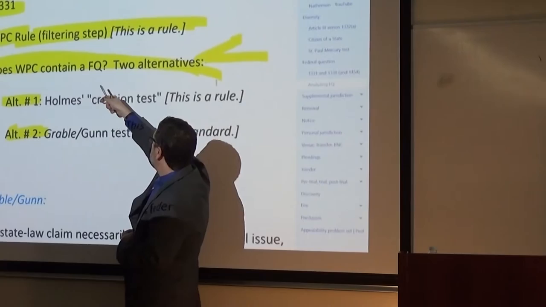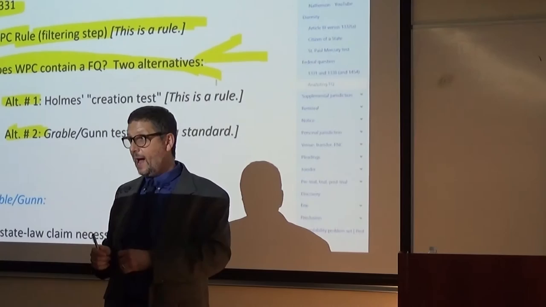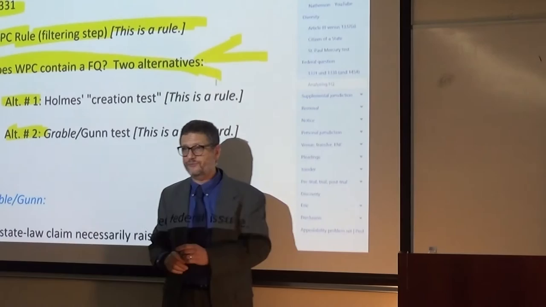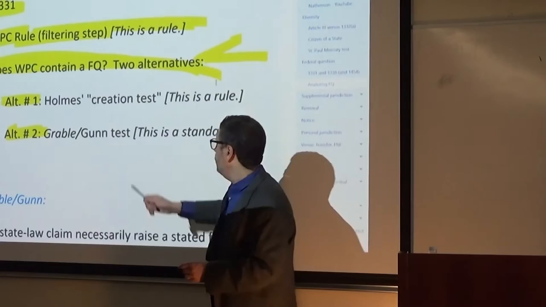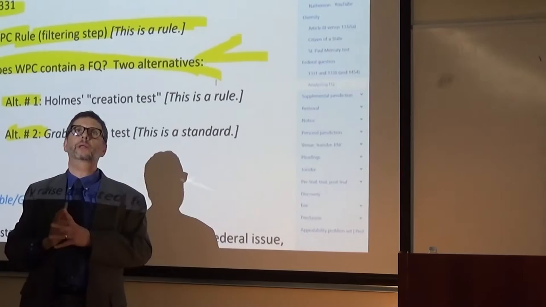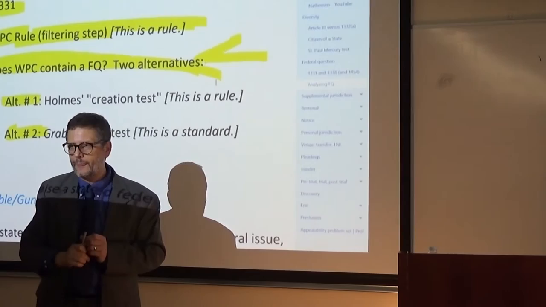The second step is to do the Grable-Gunn test, which I will eat my hat if that shows up in the bar exam. The Grable-Gunn test analyzes when a state law cause of action satisfies 1331. It arises in scenarios when Holmes' test isn't met, but there's a state law cause of action that has an embedded federal ingredient. So say, for example, in the Merrell Dow case, okay, plaintiff sues a drug company for negligence per se.